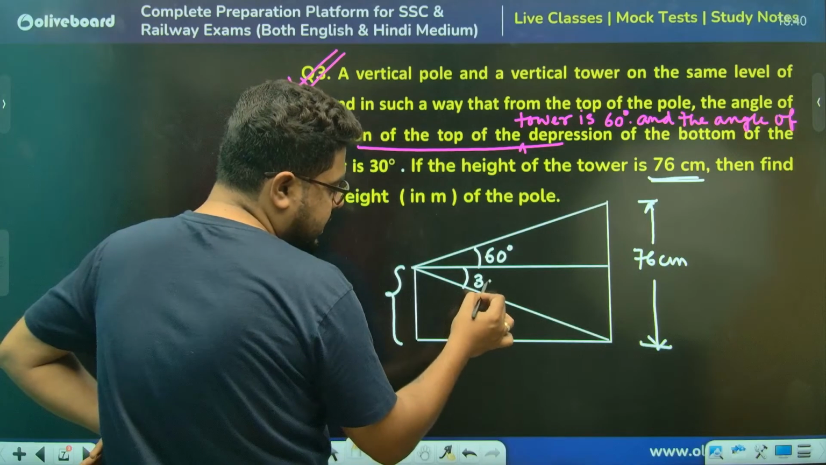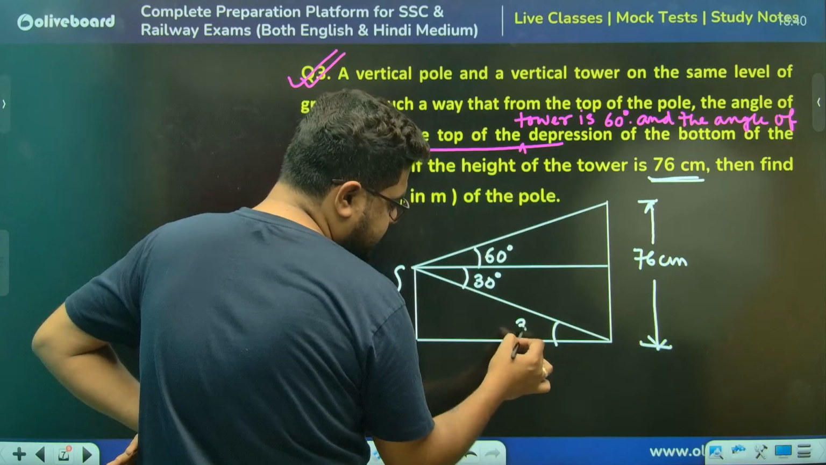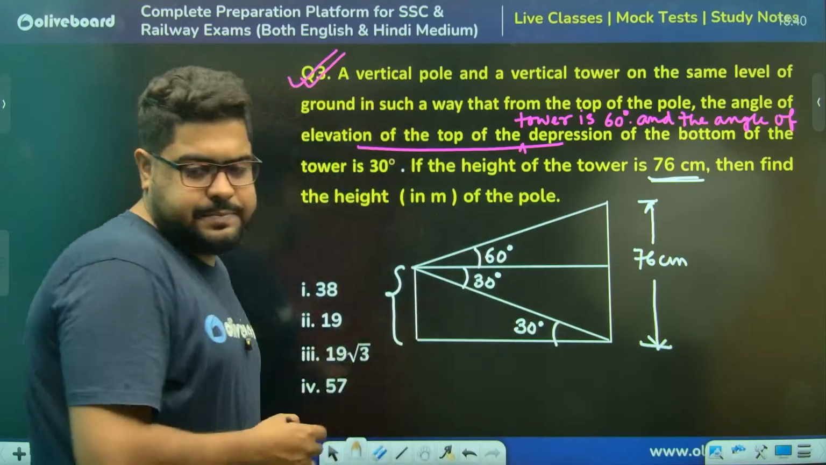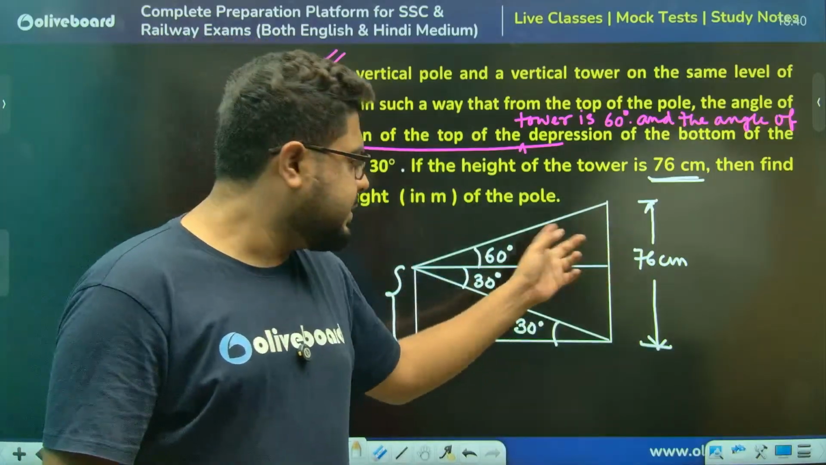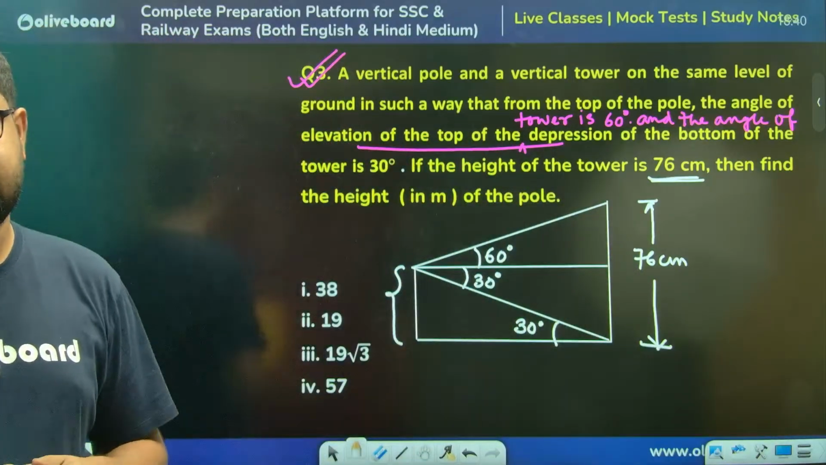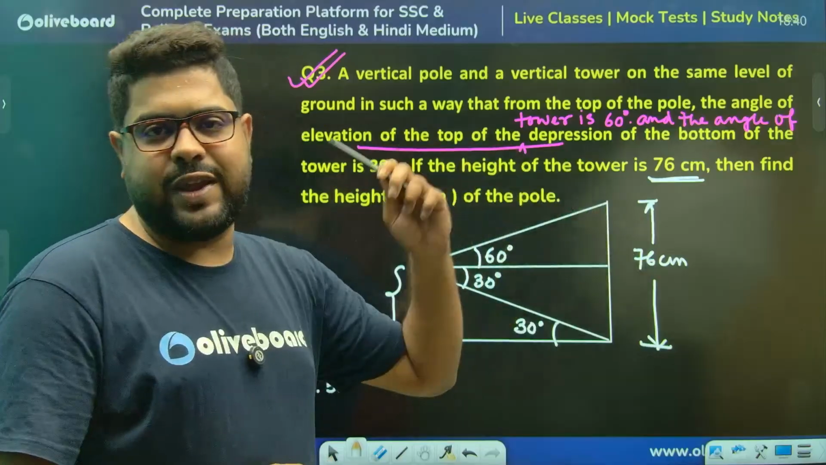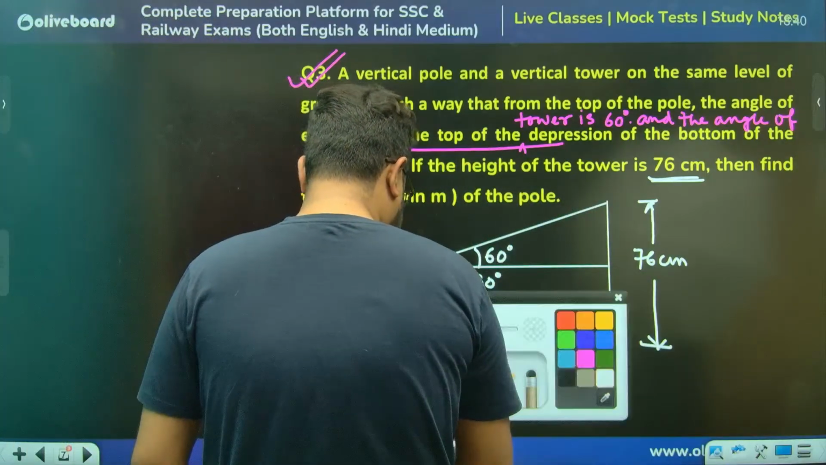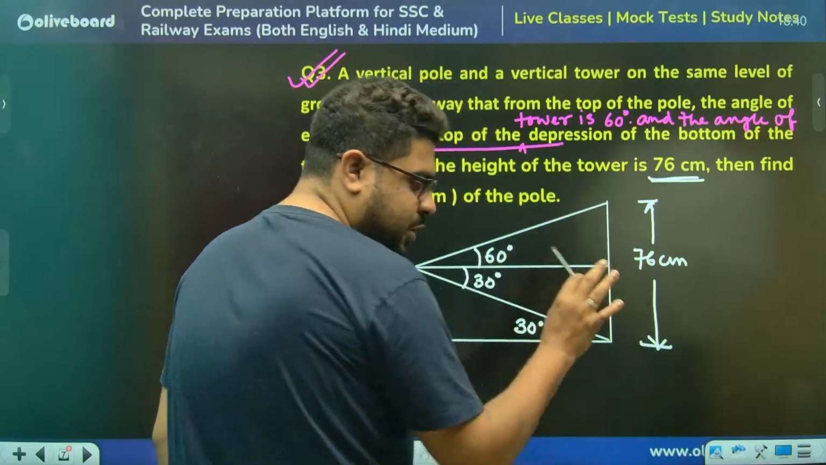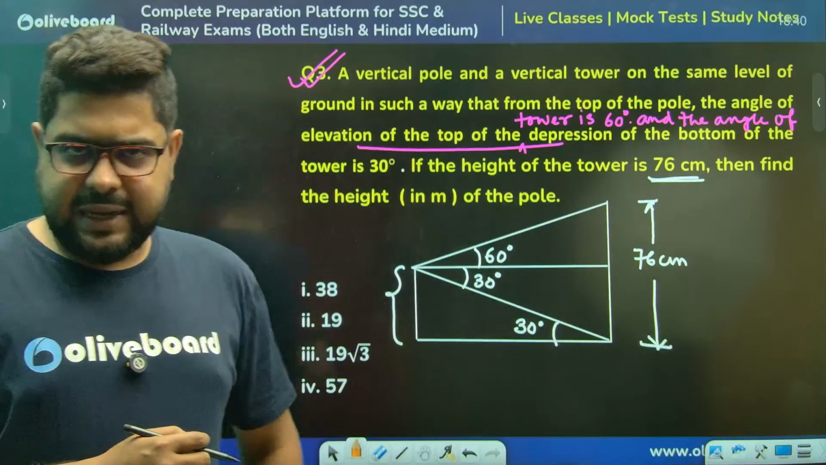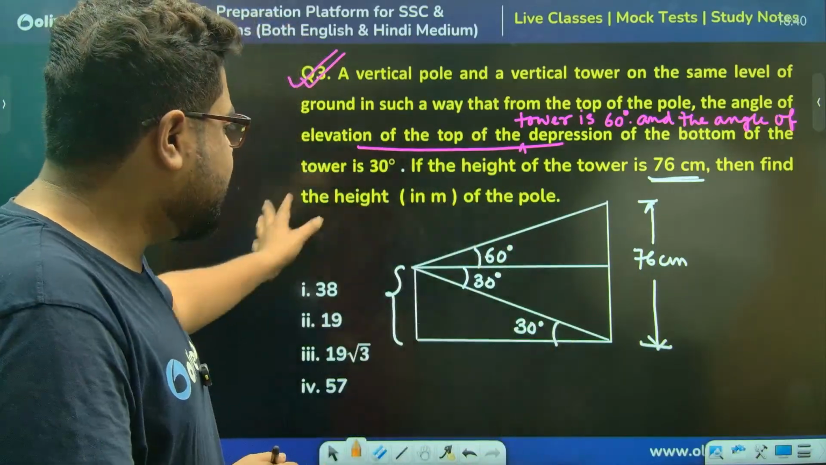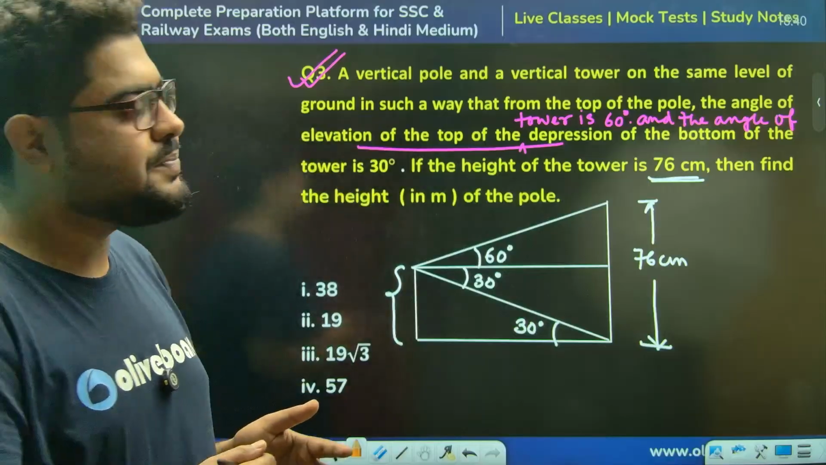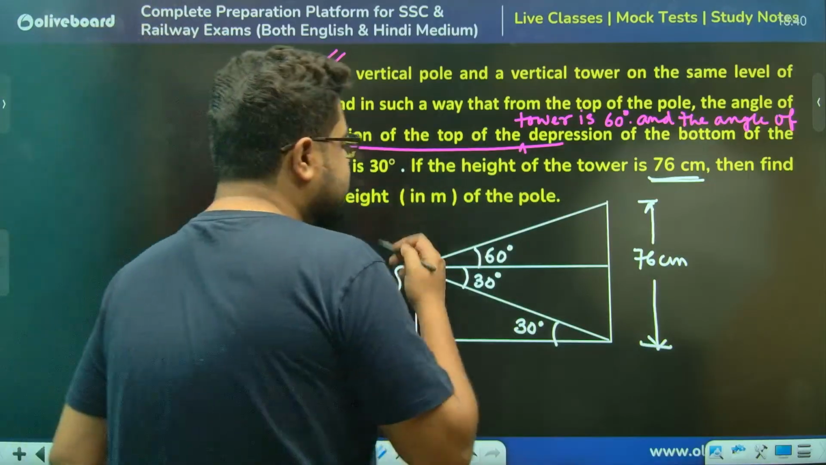Now, if this is 30, meaning that this is also 30. No worries. If this is 30, this is also 30 because both are parallel. Now, from there, I need to figure this thing out. This is not very difficult. Looks a little tricky, but again, not very difficult by any means. Chalo samajhte hain, sir.